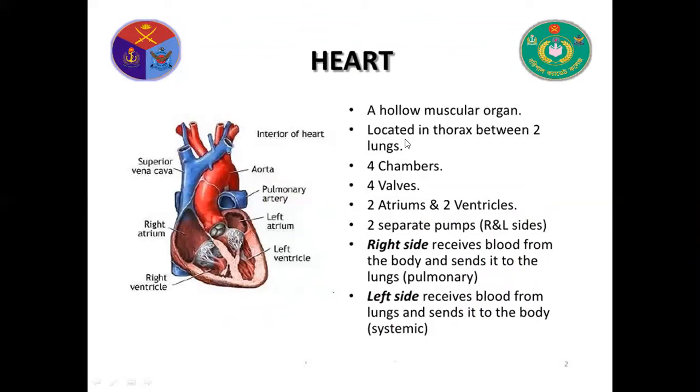Now heart. The heart is a hollow muscular organ located in the thorax between two lungs. This heart is divided into four chambers and consists of four valves. The upper chamber is called atrium and the lower chamber is called ventricle. The right side receives blood from the body and sends it to the lung, and the left side receives blood from the lung and sends it to the body.